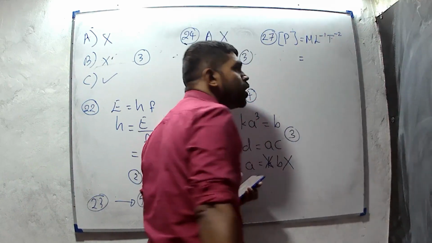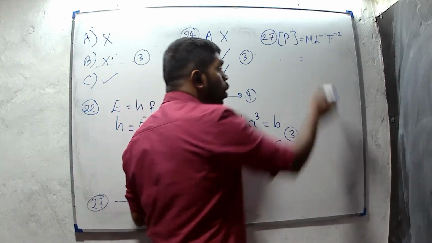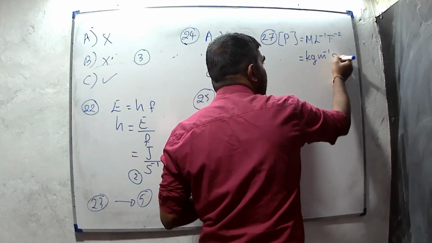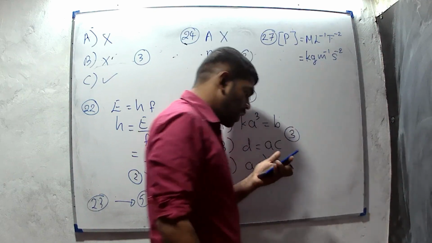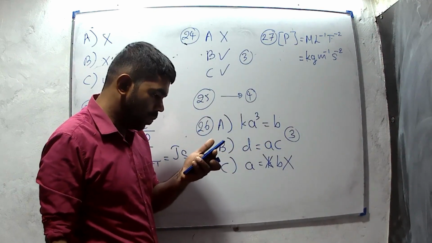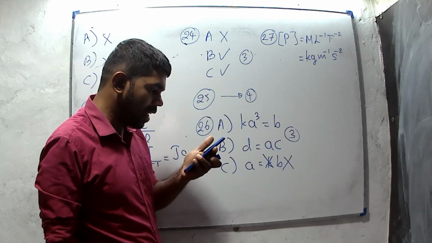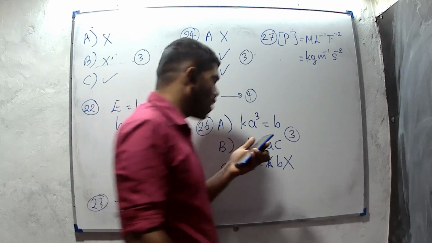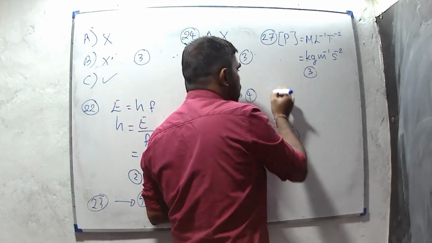Then we can substitute SI units. M is kilograms, mass, L is meters, m to the power minus 1, T is seconds to the power minus 2. Kilogram, m^-1, s^-2. Then the answer is the third one for question number 27.